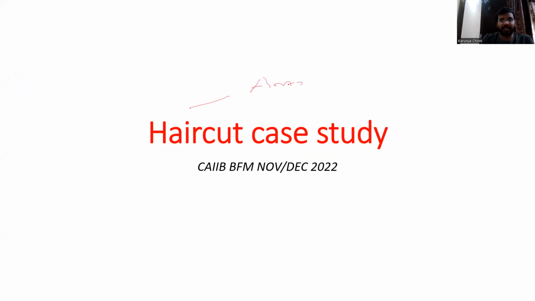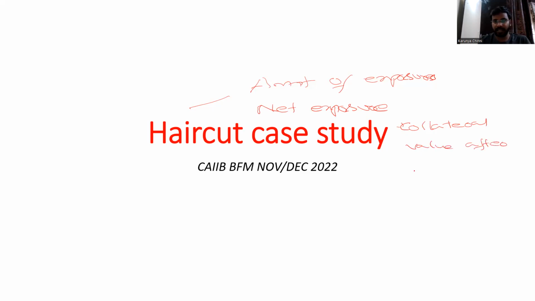So we will calculate the amount of exposures here, and then we will calculate net exposures also. Net exposure means the loan amount minus the collateral value after haircut. So what does collateral value after haircut mean?